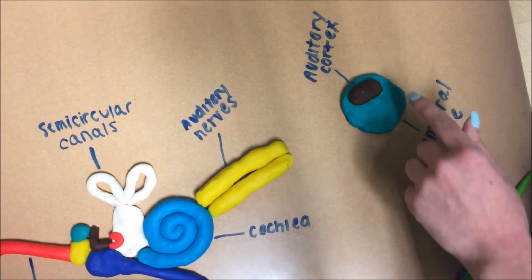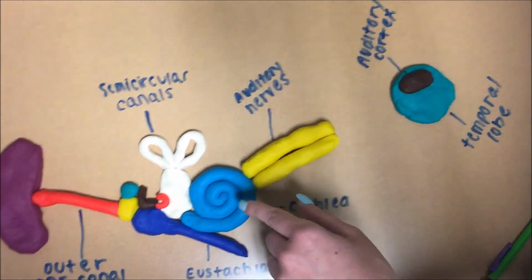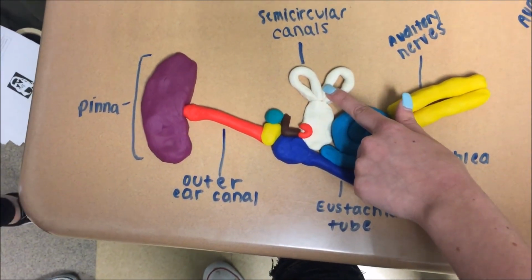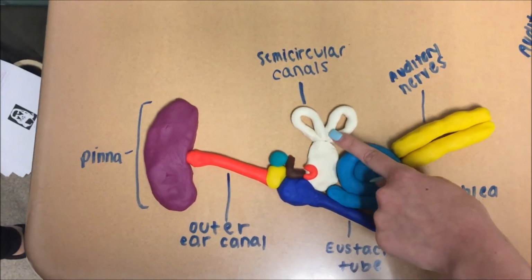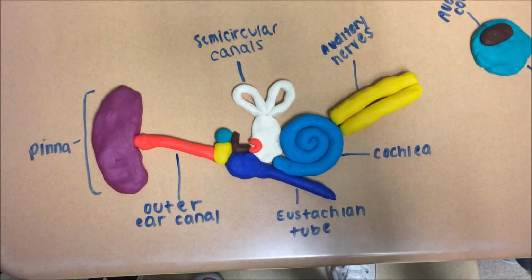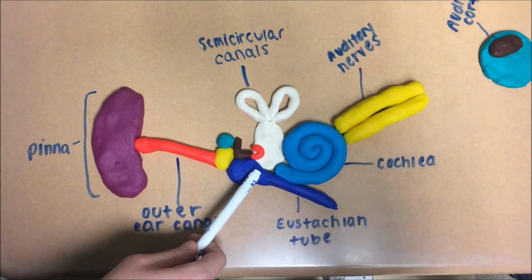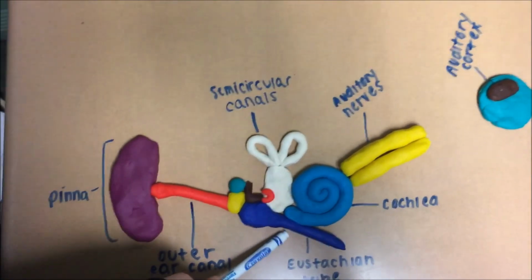I was able to maintain my balance while walking down the street because of the 3 loops of fluid-filled tubes called semicircular canals. These are attached to my cochlea and my inner ear. This was caused by my eustachian tube, which equalizes the pressure between my middle ear and the air outside. I looked around and found myself on top of a mountain.